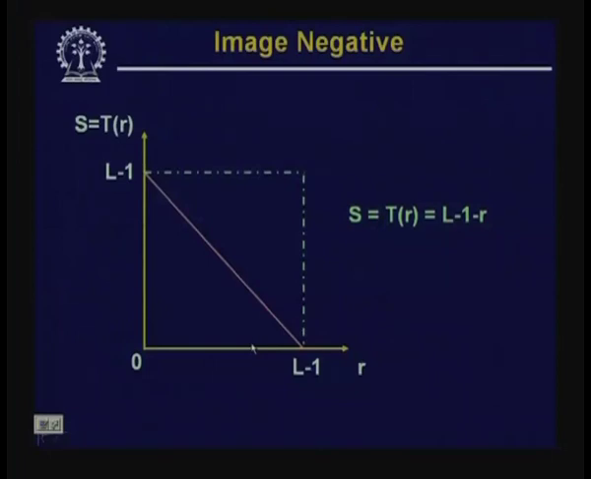So, in effect what we are getting is a negative of the image, and graphically this transformation can be put in the form of this figure. Here you find that this transformation is a straight line with a slope of minus 45 degrees, passing through the points (0, L minus 1) and (L minus 1, 0) in this R-S plane. Now, let us see what kind of result we will get by applying this kind of transformation.